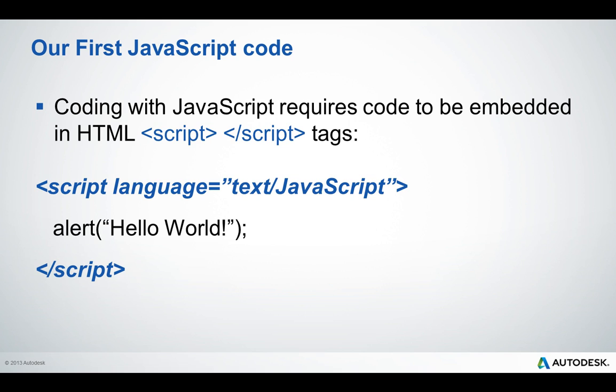So here is our first JavaScript code sample. Coding with JavaScript requires the code to be embedded in the HTML script and /script tags. You can see there a quick sample that is using the alert function in order to display a message. So let's take a look at how this code looks like in NetBeans and how we can execute it in the browser.